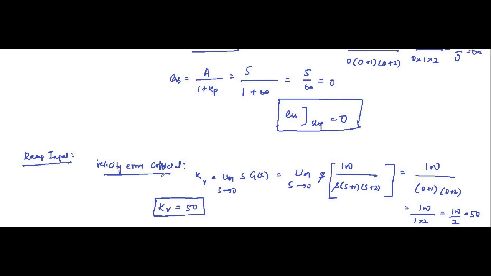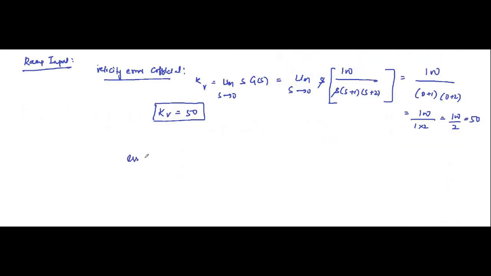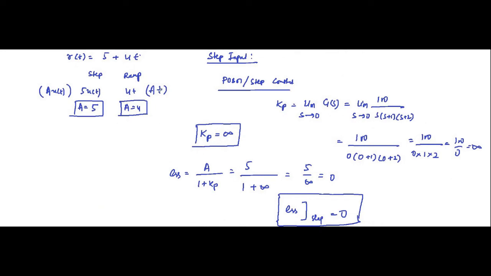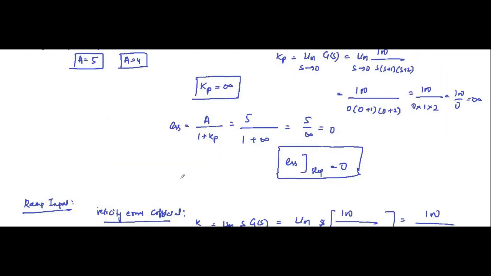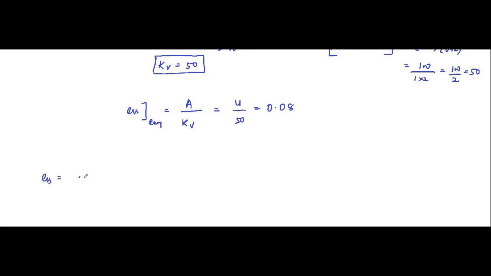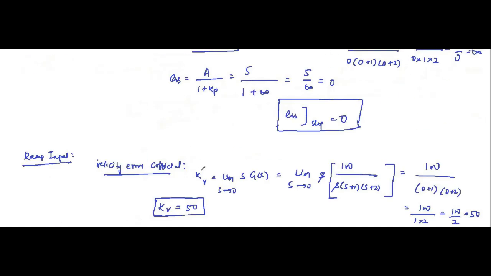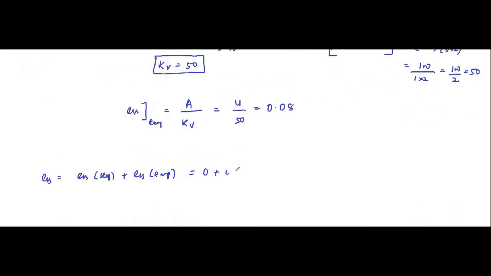Now we know that the steady state error due to velocity or the ramp input is equal to A by Kv. For the ramp input, 4t is compared with At, so A is equal to 4. So it is 4 by 50, that is equal to 4 by 5 into 1 by 10. 4 by 5 is 0.8, 0.8 by 10 is equal to 0.08. So the total steady state error is equal to the steady state error due to step plus the steady state error due to ramp, which is equal to, for step 0, for ramp 0.08, which is equal to 0.08 only.